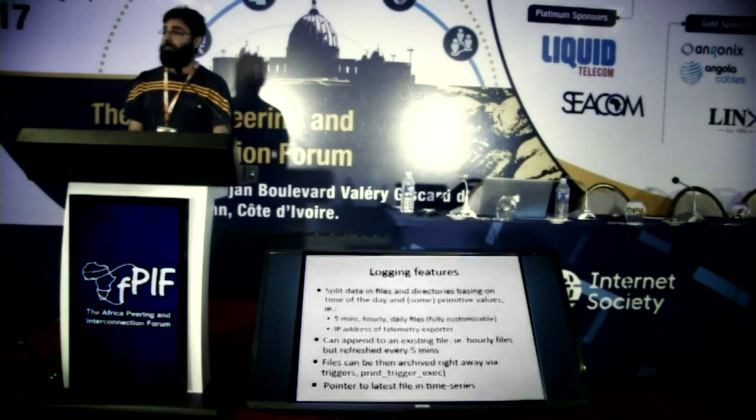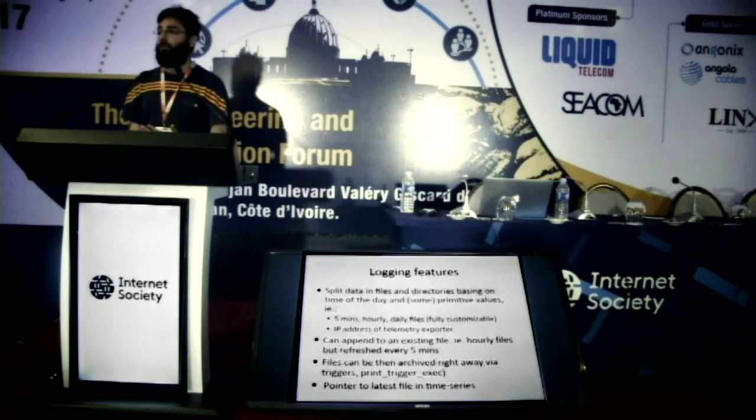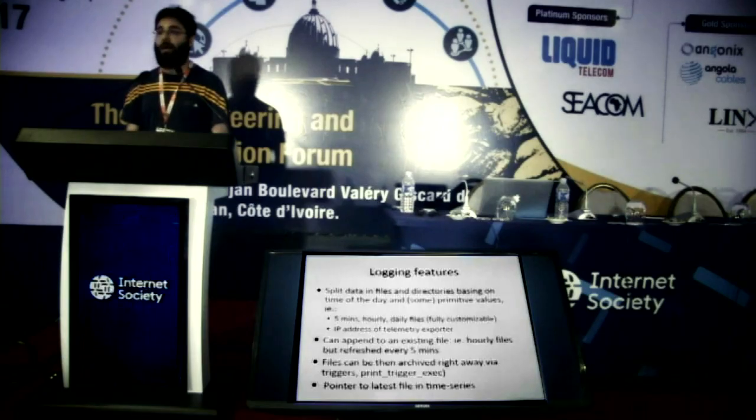And the print plugin of pmacct, which is the one that allows you to write into file, supports triggers. So essentially what you can do with the trigger, you can trigger an external script, and with that, in pretty much real time, once you are finished writing to a file, you can compress it, for example.